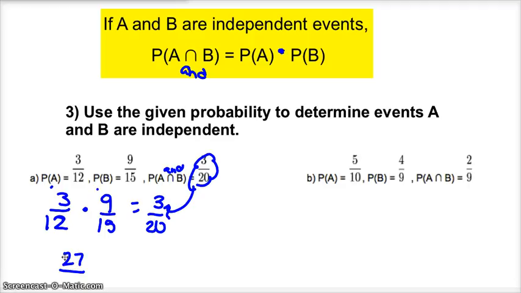Oh, I should probably get a calculator for this. 12 times 15 is 180. So when I reduce, yeah, it ends up equaling.